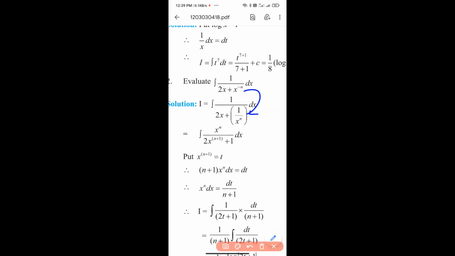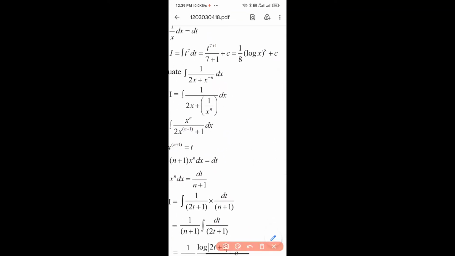Then they have cross multiplied it. Here there is nothing, it means there is 1. So I think you should write a step over here in the blank space, that is integration 1 divided by 2x into x raised to n plus 1 divided by x raised to n. So this is n.